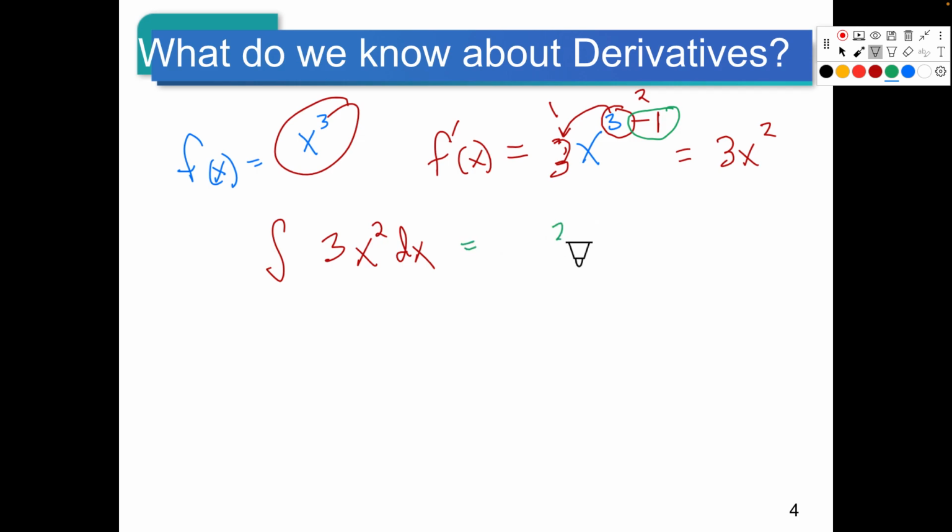So we're going to start with the 3x squared, but the first thing we're going to do here is add 1 to that exponent. So that's our first step. So that was our first step. So that was the second step there.